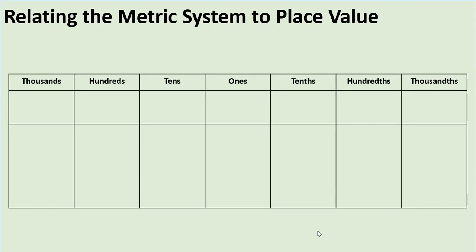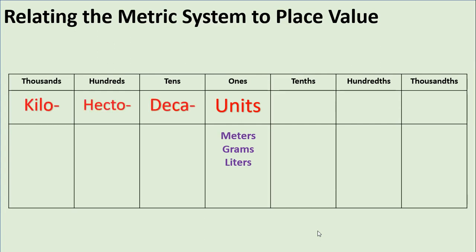Here we have a place value chart. In the center is the ones place. In the center of our metric system are units. There are three units we focus on. They are meters, grams, and liters. Anything bigger than our units would be deca, hecto, and kilo.